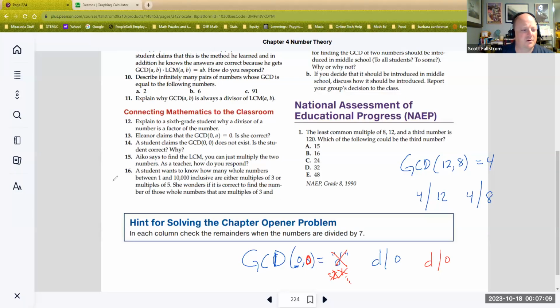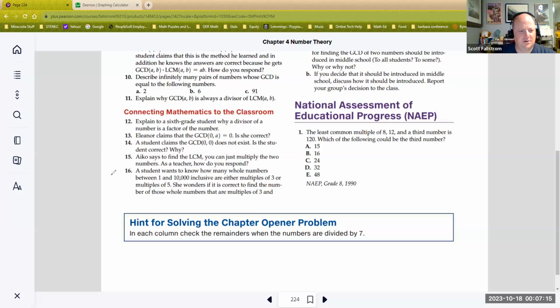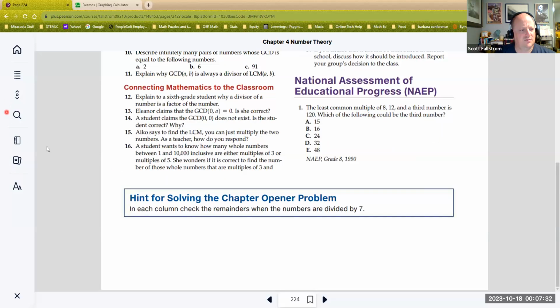I'm going to let you figure out how you would respond to the student there, but hopefully I gave you a nudge in the right direction. That was 14 and 16, I think, was the other one. I don't know if I want to give this one entirely away, but I will give a little nudge in the right direction.